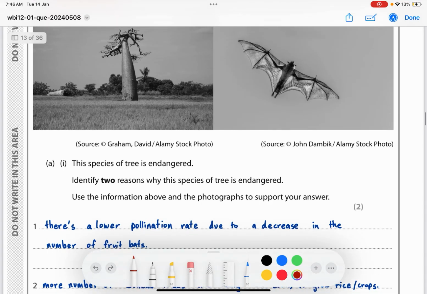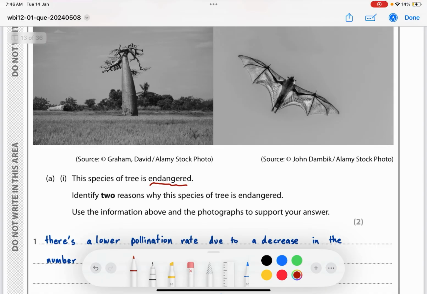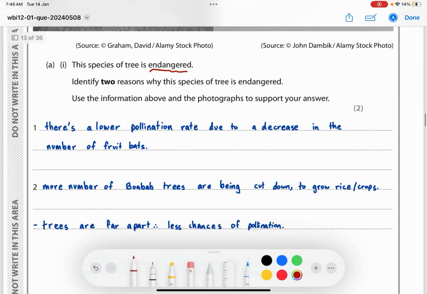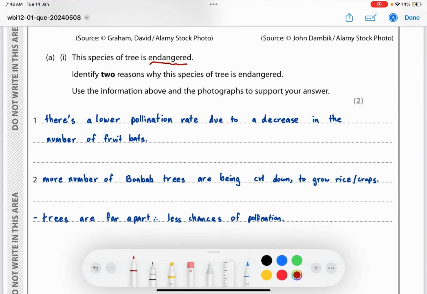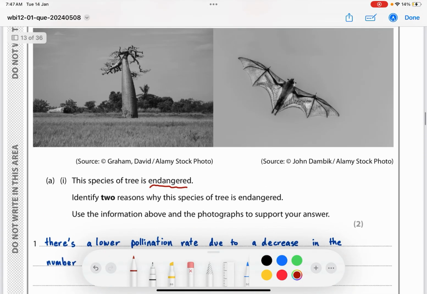Part 1 says, this species of tree is endangered. So identify 2 reasons why this species of tree is endangered. Use information above and the photograph to support your answer. So I started with there's a lower pollination rate due to a decrease in the number of fruit bats. If I have fewer fruit bats, I'm going to have fewer animals carrying the pollen from tree to tree. Therefore, there's going to be less reproduction occurring.